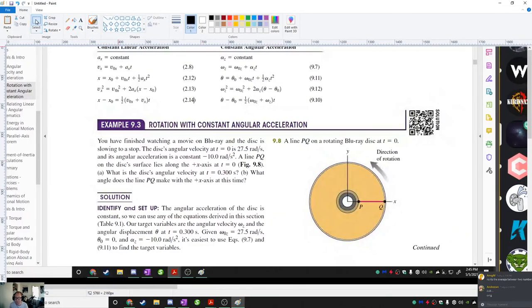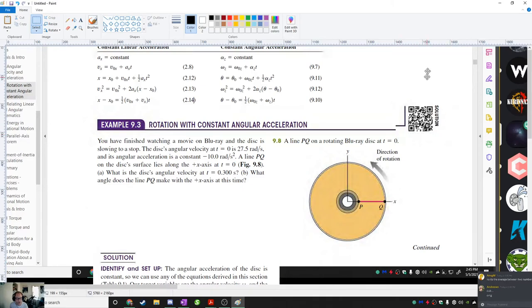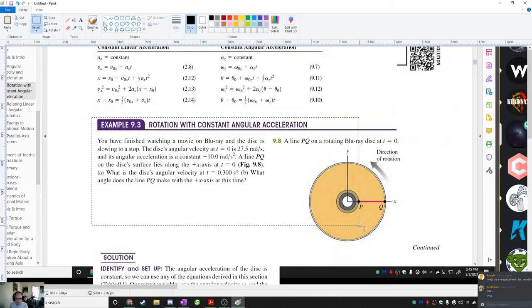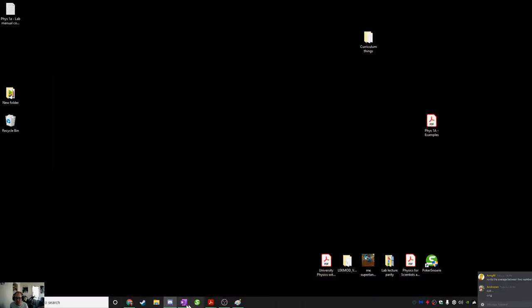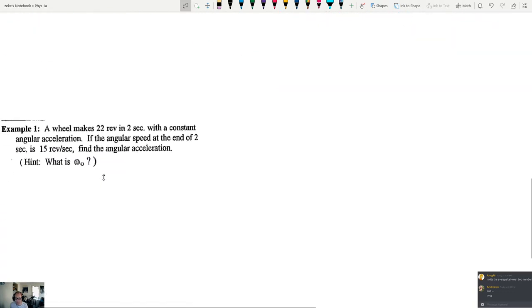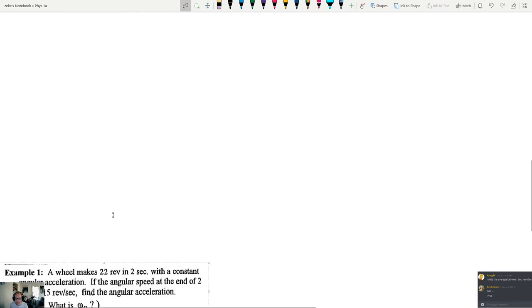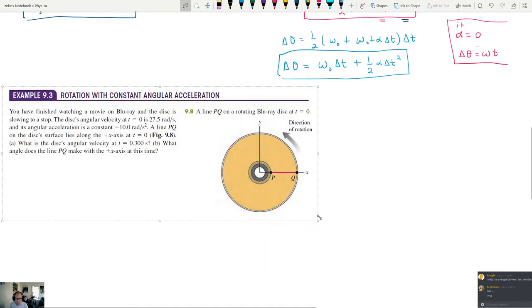So let's put that on our... cut out all this other junk. All right, take this, copy. Back to OneNote. We'll also do this one too. But it uses different units, so we'll do something simpler first.